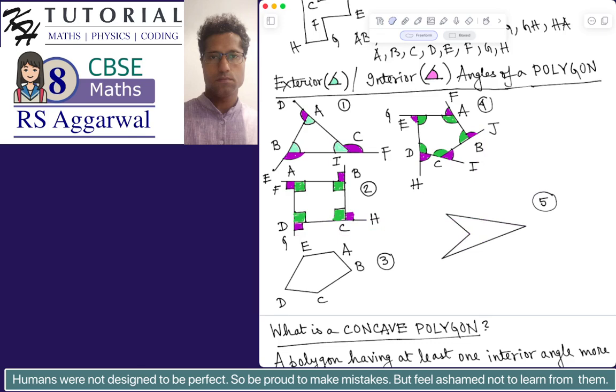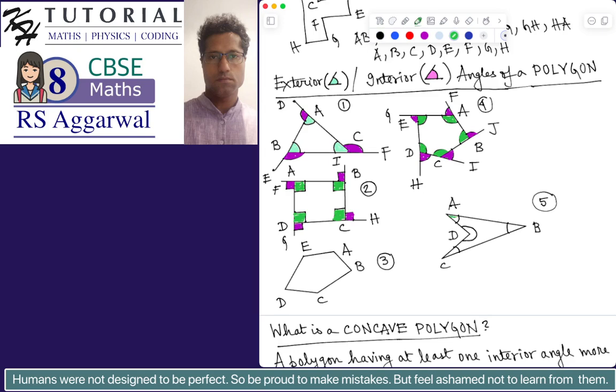Now let's see what the interior angles are. First of all, let's give names to the vertices: A, B, C, D. Now clearly this is one interior angle, this is one interior angle, this is one interior angle, and the last interior angle will be this. As you can see, this is a little weird. It is greater than 180 degrees, but that is the interior angle.